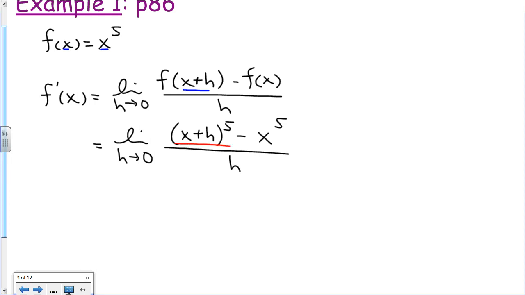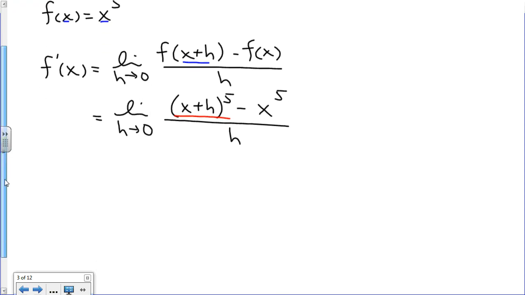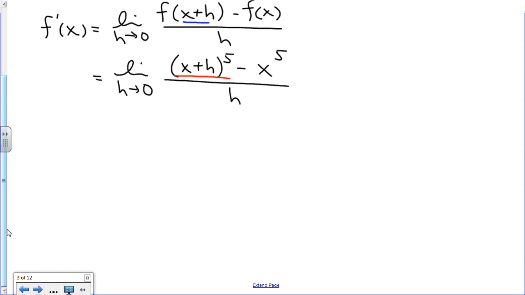X plus h to the 5th. And that's a binomial, and so you have a binomial theorem that we can use to expand that. All right, and definitely you want to use that formula because it'll make this go a lot faster. So let me demonstrate how we can do that just to refresh your memory. And then we'll come back to this problem here.